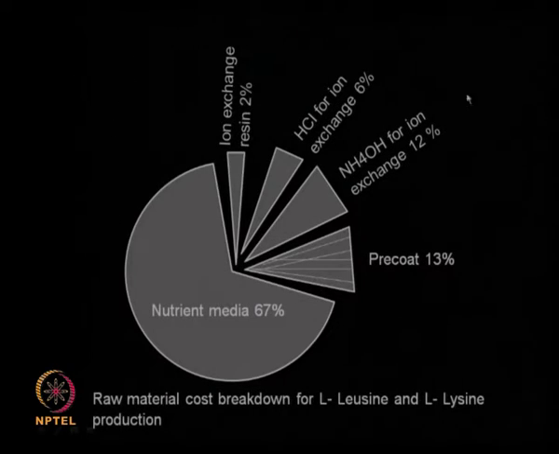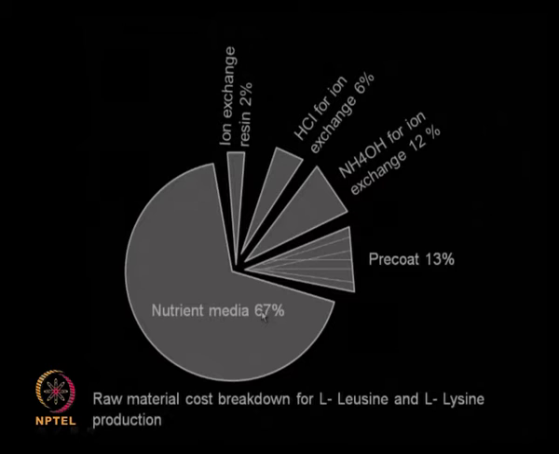So this is a picture which tells you the raw material cost breakdown for the manufacture of L-leucine and L-lysine. So 67% of the cost is because of the nutrient media. So you can focus on optimizing the nutrient media. A typical nutrient media will contain a carbon source, a nitrogen source, micronutrients, salts, metals and so on. So if you can reduce the usage of them, obviously you can impact this cost.